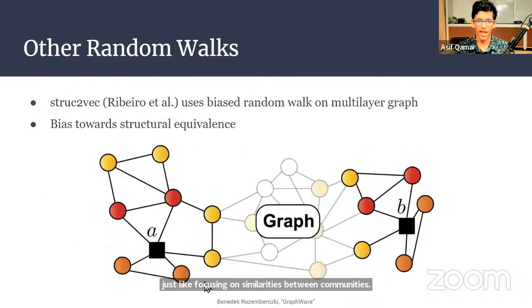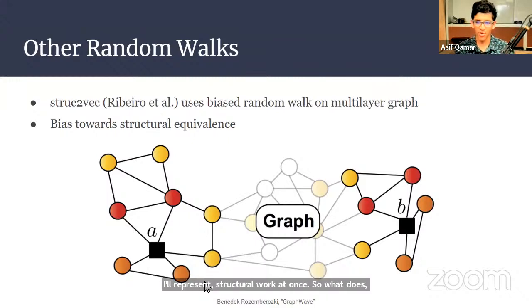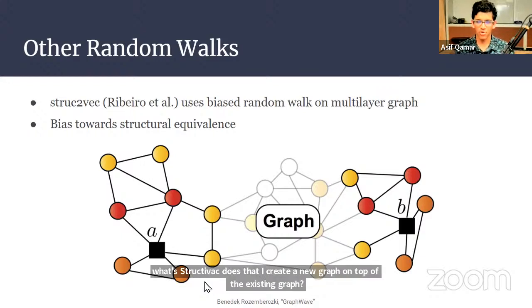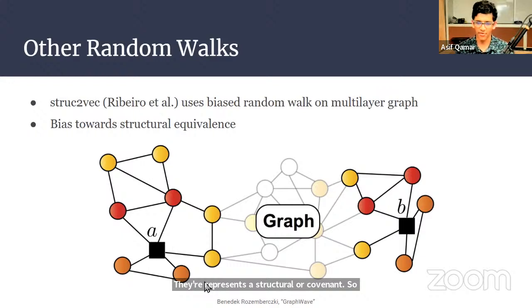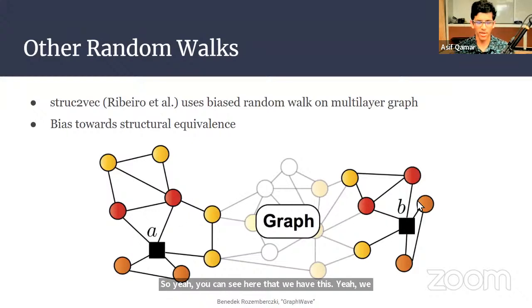Yeah. And there's also SupportVectors, which uses a biased random walk on a multi-layer graph to represent structural equivalence. So what SupportVectors does is that it creates a new graph on top of the existing graph that represents structural equivalence through proximity. So structurally similar nodes will share edges in this new graph, while structurally distinct nodes will not. And then it'll just do a biased random walk on the new graph. So yeah, you can see here that we have this graph where these red colored nodes share some structural similarity, as well as these yellow nodes and these orange nodes, even though they're physically apart in the graph.